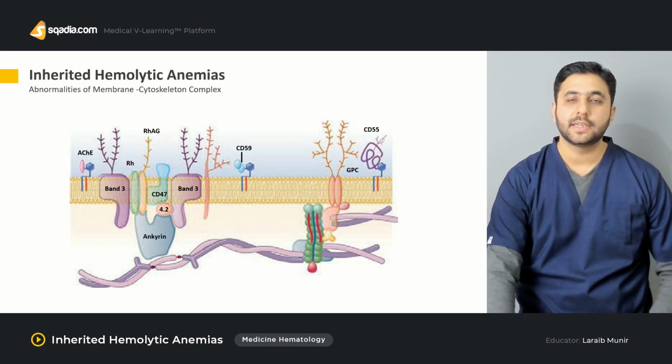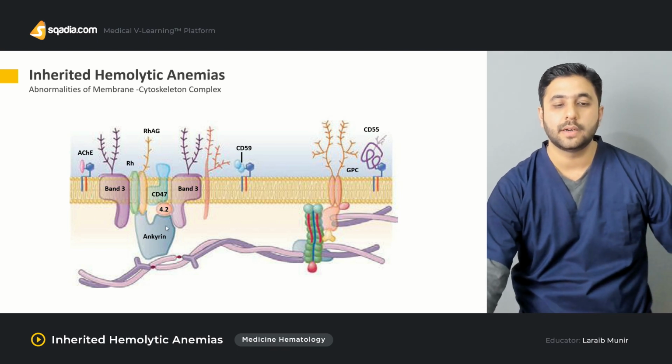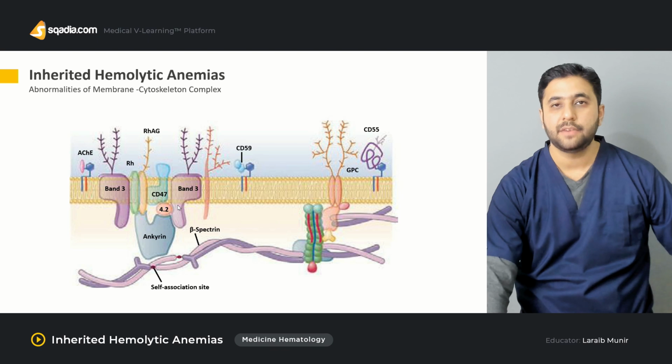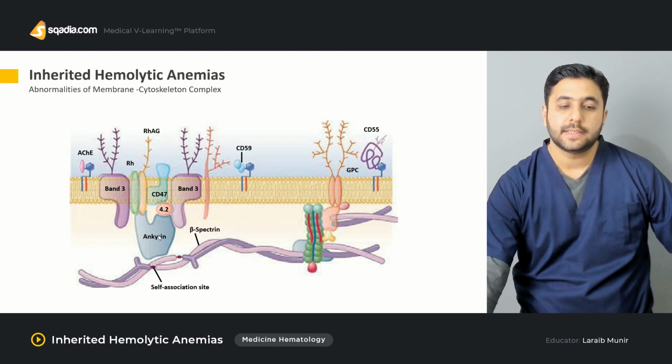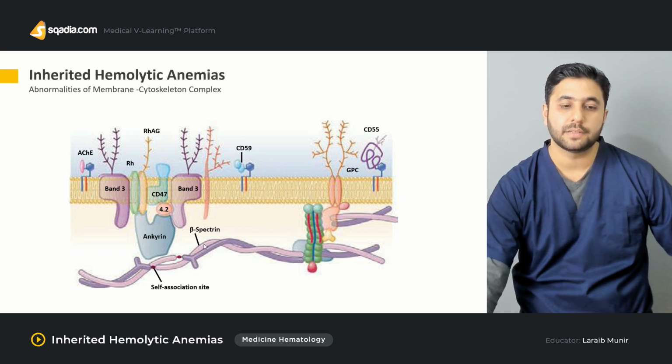Along with that, there are certain anchoring or tethering proteins. The important ones here are ankyrin, band 4.2, and band 4.1. These basically interact with these spectrin cytoskeletal structures. The major abundant protein in the cytoskeleton within the plasma membrane is spectrin.